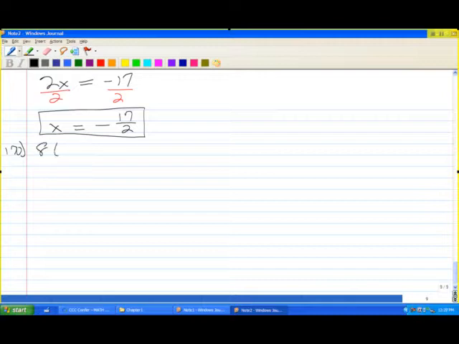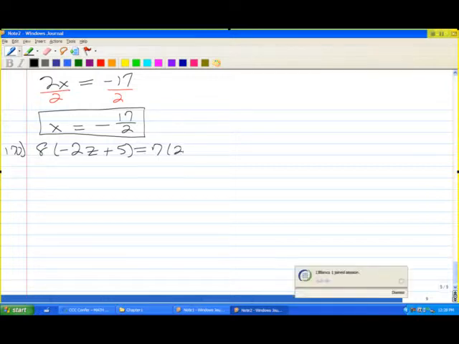8 times (negative 2z plus 5) equals 7 times (2 plus z) plus 3 times (z minus 1).